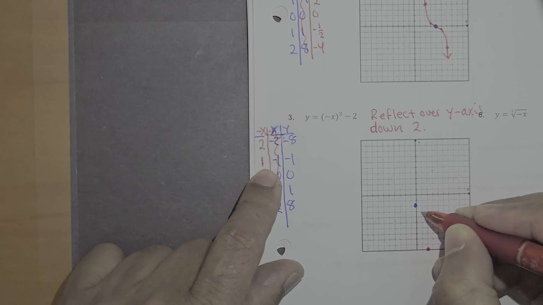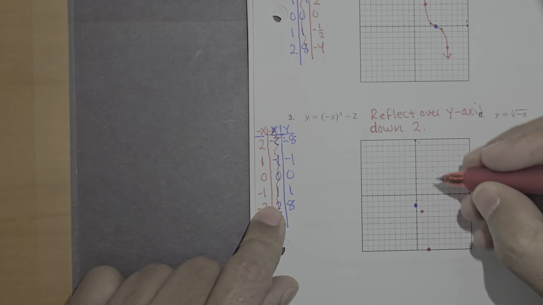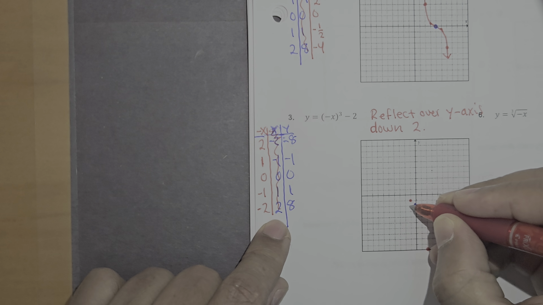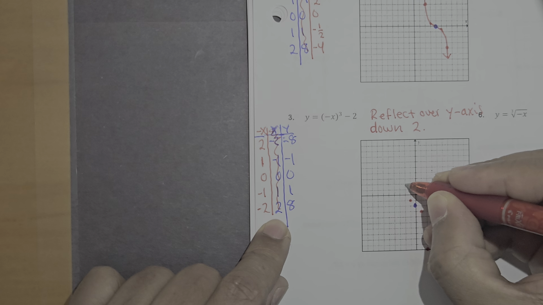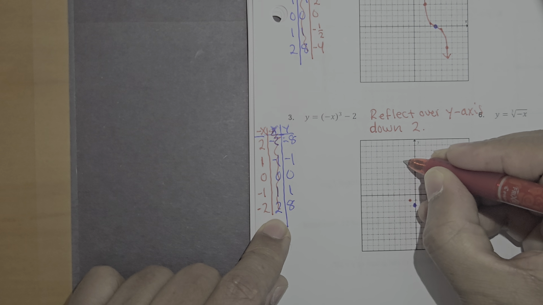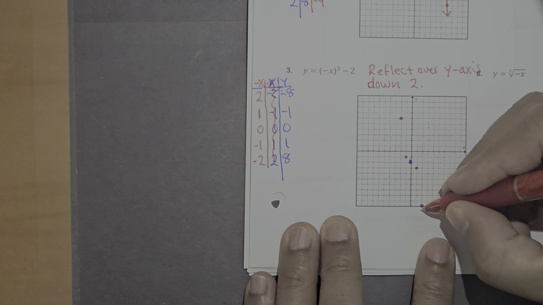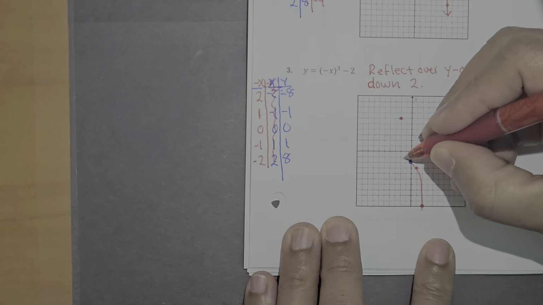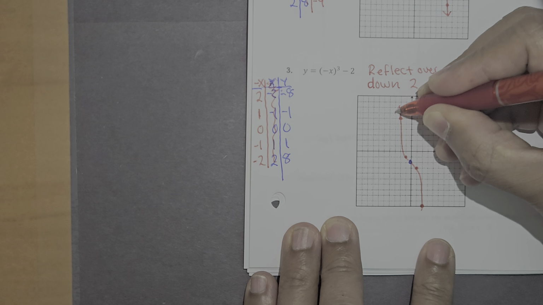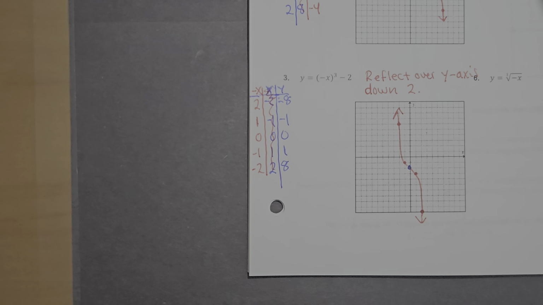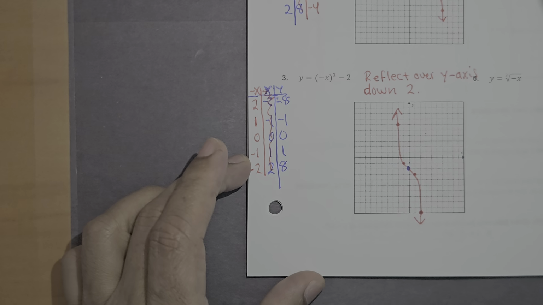If I go right 1, down 1, and if I go left 1, up 1, if I go left 2, up 1, 2, 3, 4, 5, 6, 7, and 8. Then I'm going to connect the points. And this is what that graph looks like along with the transformations to the parent function. This concludes 3 examples on the cubic.